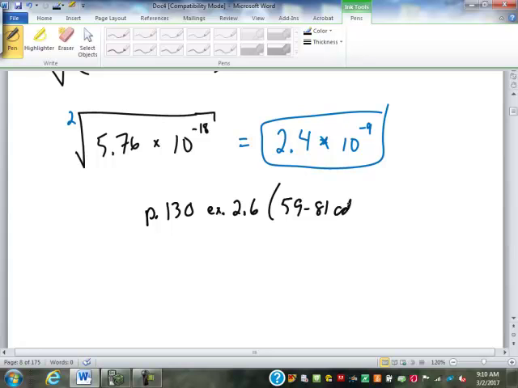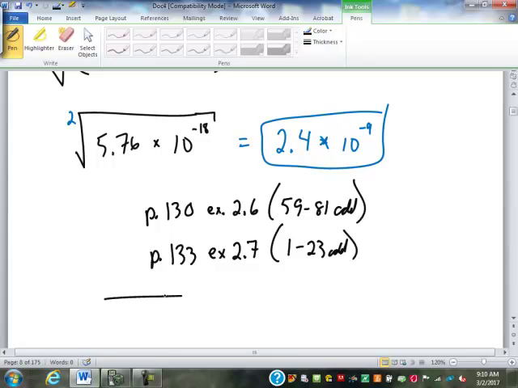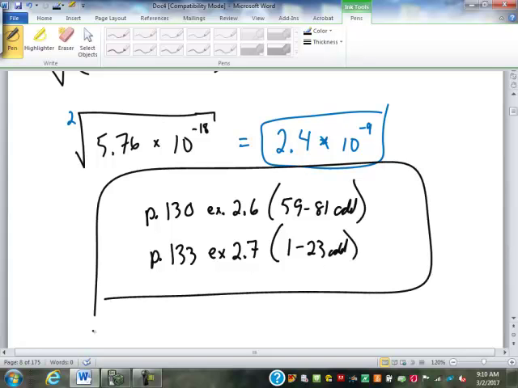On the same page as you were working yesterday, page 130, exercise 2.6, 59 through 81 is going to be a start on these. Then on page 133, exercise 2.7, 1 through 23, the odd, is going to be more of the operations of scientific notation. I'll let you guys have the last 9 or 10 minutes here to get started on those and ask any questions you might have.